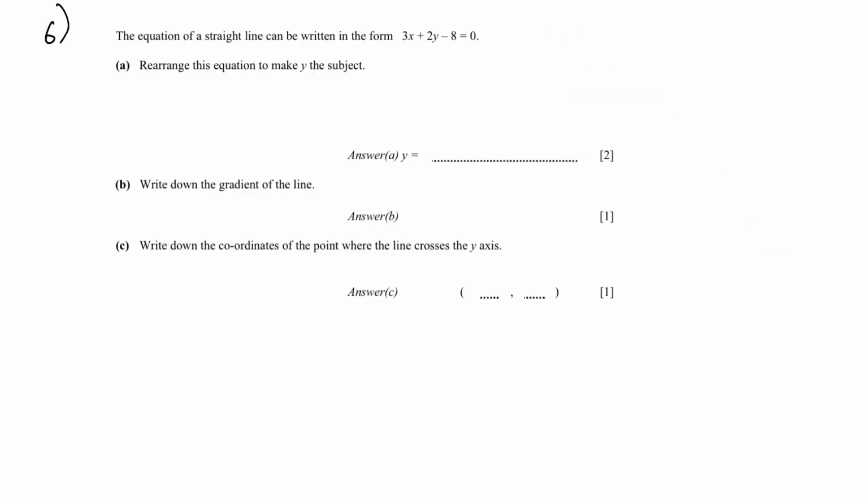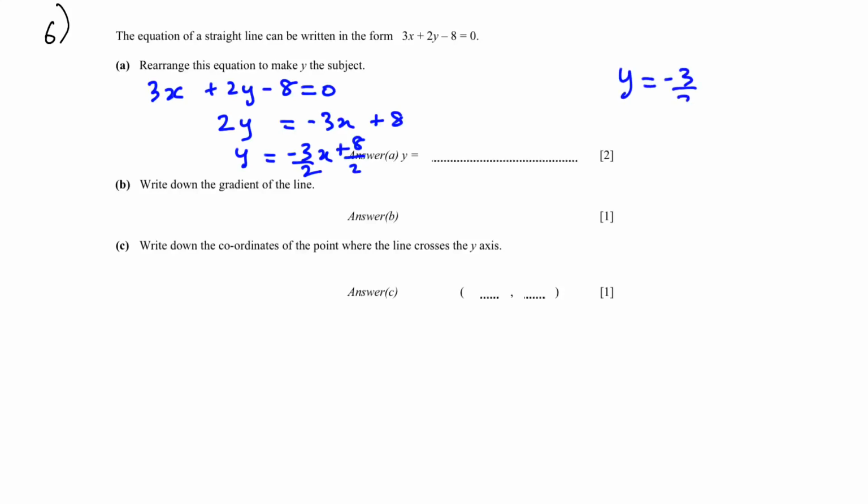Question number 6. The equation of a straight line can be written in the form 3x plus 2y minus 8 is equal to 0. Part A, rearrange this equation to make y the subject. So when you want to make y the subject, we are going to move everything else to the other side. Therefore, 2y is equal to negative 3x plus 8. 2y means 2 multiplied by y, so divide everything by 2. So 8 divided by 2, what do we get? We get y is equal to negative 3 over 2 x plus 8 divided by 2, 4.